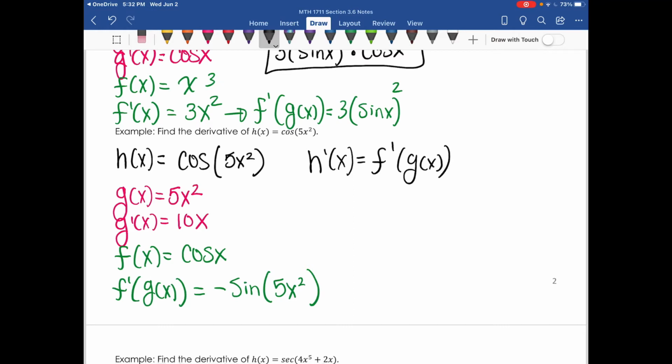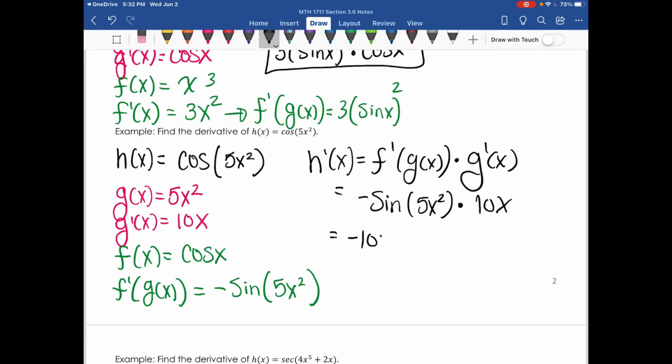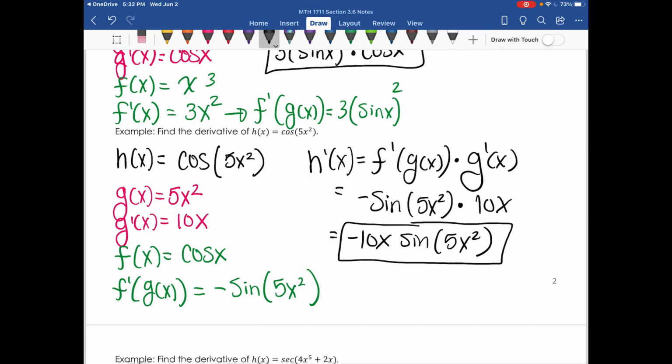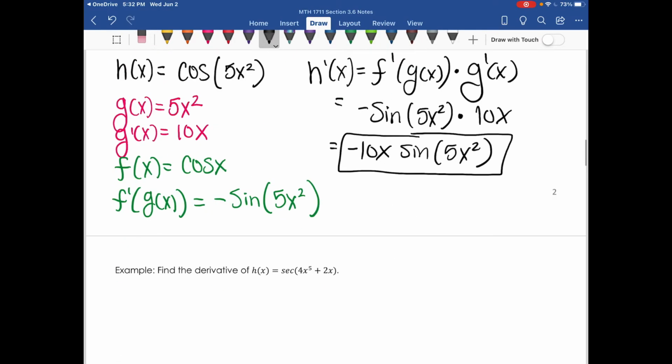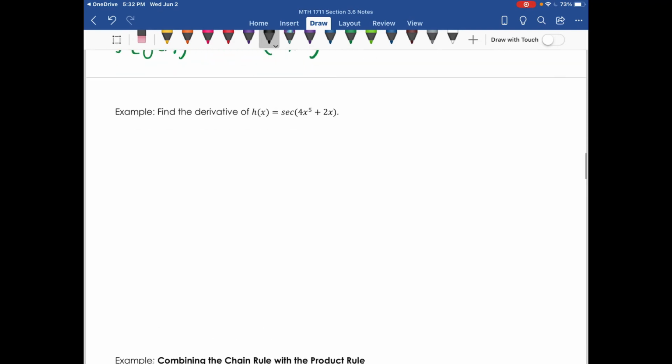Okay, so now when I want to find the derivative of h of x, which is my composite function, I'm going to take the derivative of my outer function evaluated at g of x times the derivative of my inner function. So that gives me negative sine of 5x squared times 10x. And we can clean this up a little bit by taking the 10x in front, and we can write it as negative 10x times sine of 5x squared.